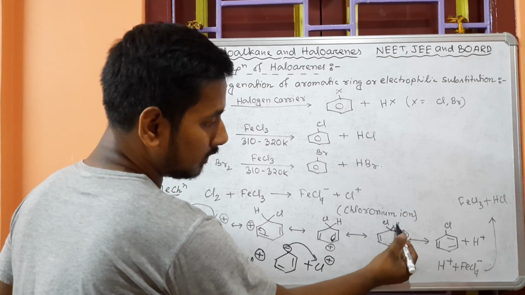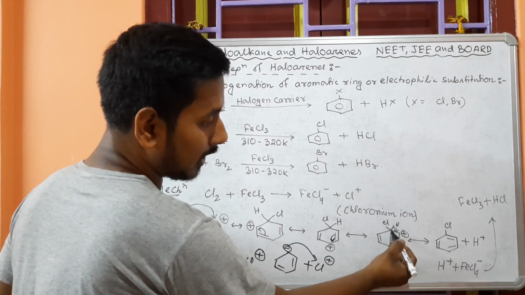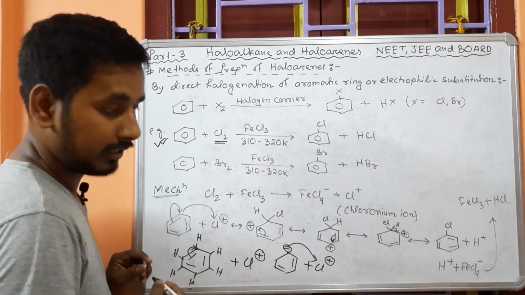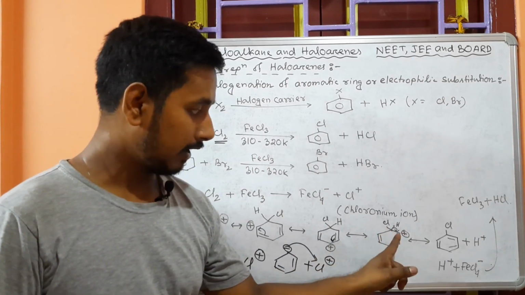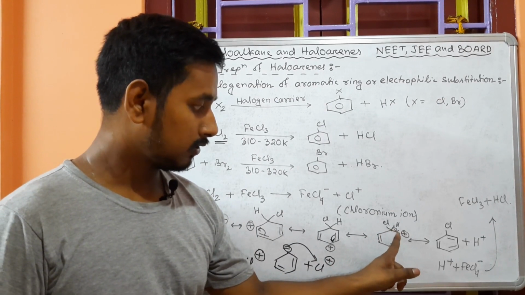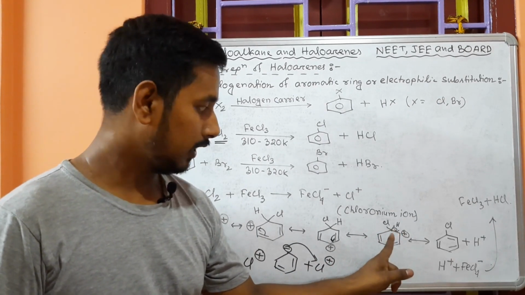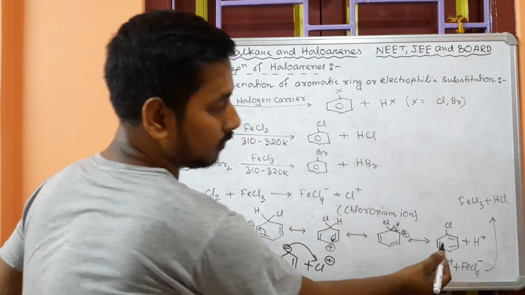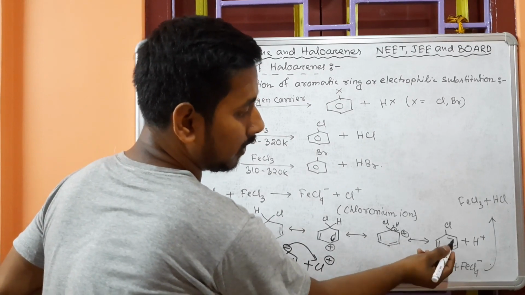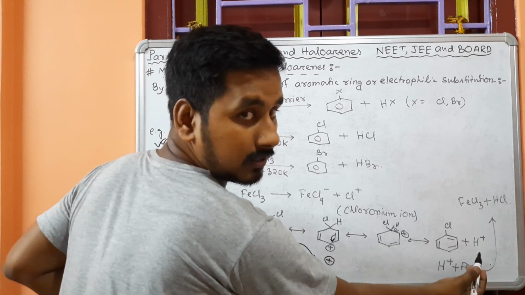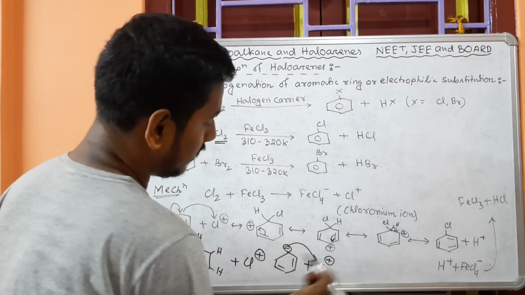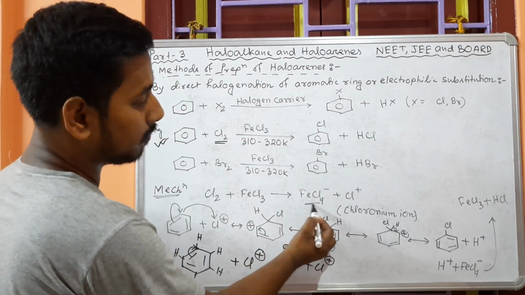Between this carbon and hydrogen, carbon is more electronegative than hydrogen. That's why carbon will take those electrons, and this electron will be shared with this carbon atom. Then you get this structure, and here you also get the pi bond, and hydrogen leaves as H plus. This H plus reacts with FeCl4 minus.